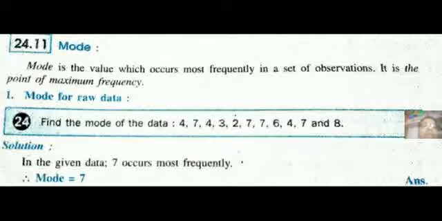See some data given, find the mode of the data 4, 7, 4, 3, 2, 7, 7, 6, 4, 7 and 8. Since 7 is being repeated several times, it is 1, 2, 3, 4th time. Therefore, among this, the most frequently occurring data is 7, therefore mode is 7.